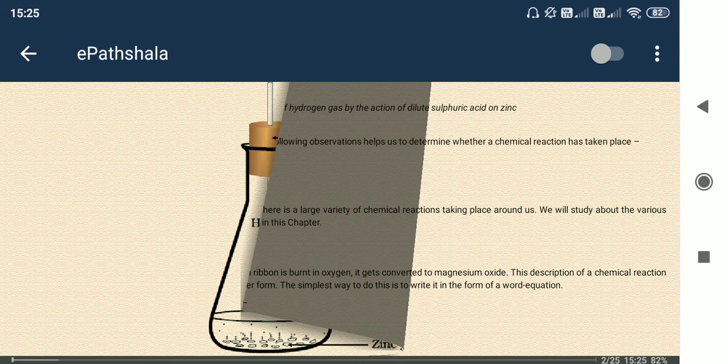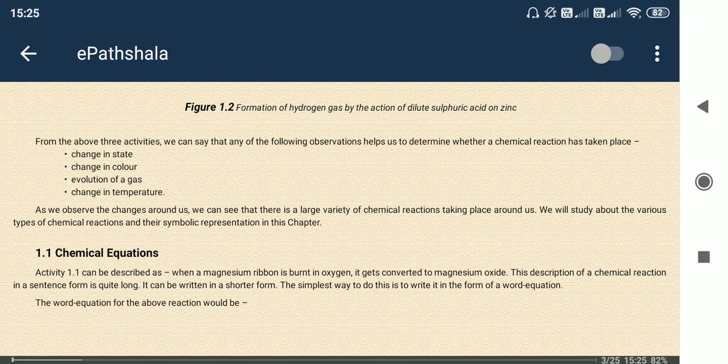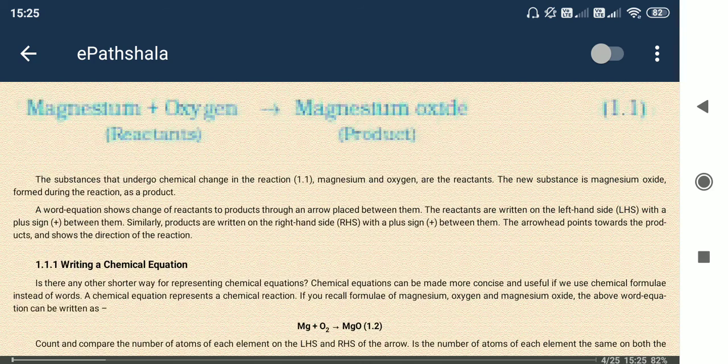So we go further. Chemical equations describe the whole reaction in equation form, what is happening. We have discussed that magnesium and oxygen reacted to form magnesium oxide. It is written in the form of Mg plus O2, where Mg means magnesium and oxygen gas is O2. This reacts to form magnesium oxide, MgO.